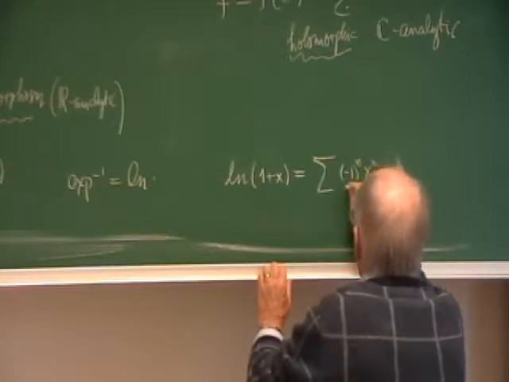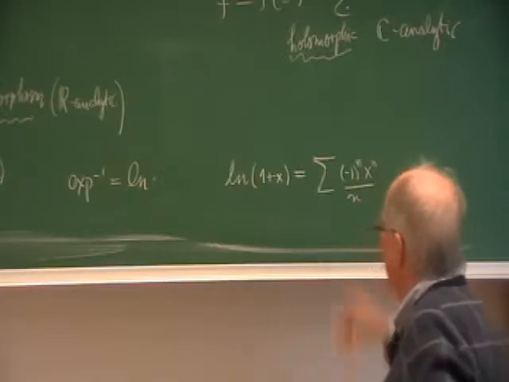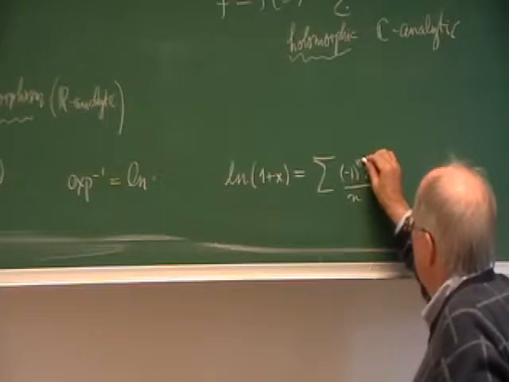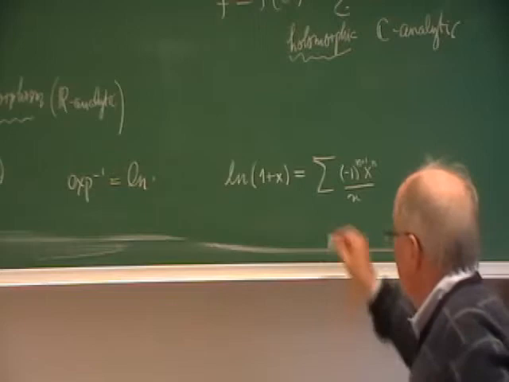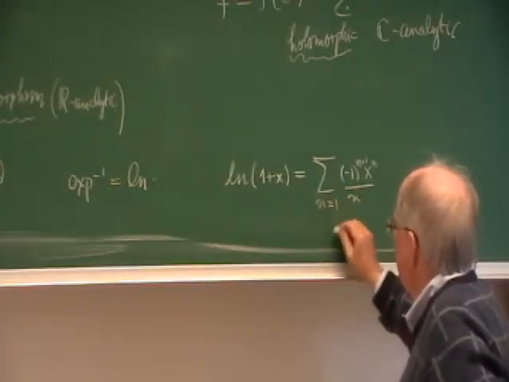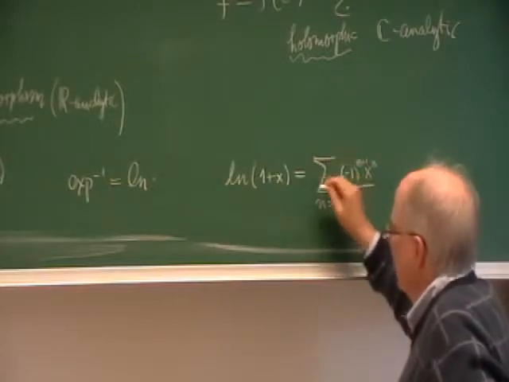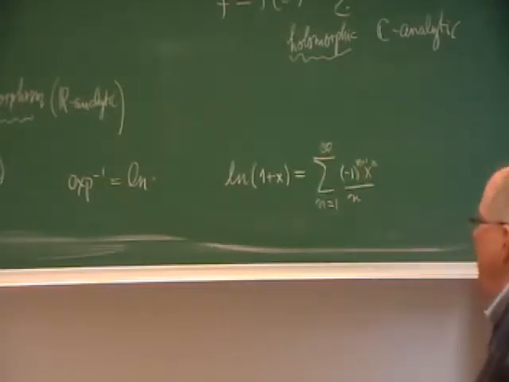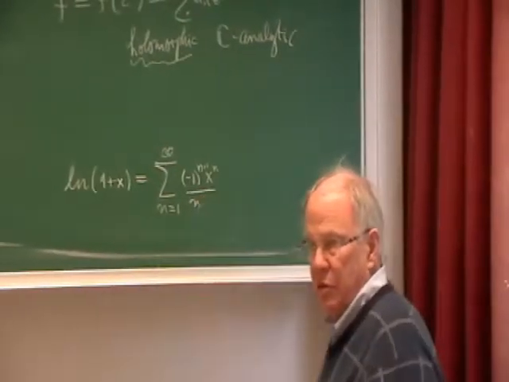I don't know exactly, it's probably something like minus 1 to the n plus 1, x to the n over n. I think that's right. And the key thing is here you start at n equals 1, because this function vanishes at 0. And this is trivially convergent because you can compare with the geometric series. I mean, that's easy. It converges.